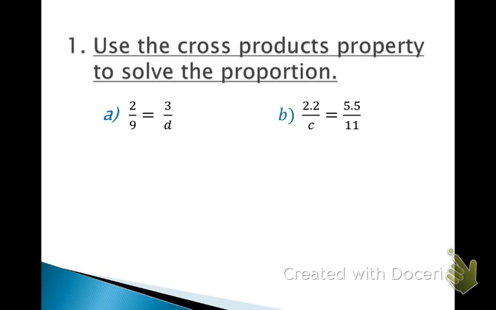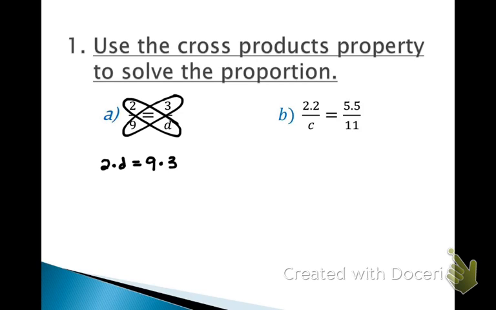Some questions will ask you how to find it, and you can choose whichever way you want. But some of them are going to be specific. So for this one, I'm being specific. I want you to use the cross products property. The first thing you're going to do, I always start with my top number right there. What am I multiplying that top number by? 2 times d. Okay, what am I going to multiply the 9 by? 3. You're multiplying across from each other. So I've got 2 times d equals 9 times 3.